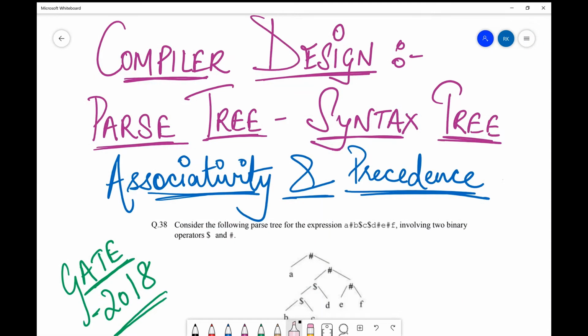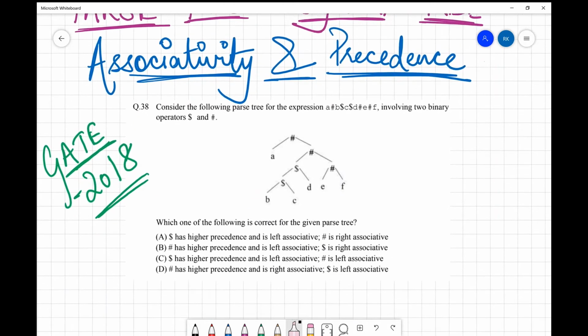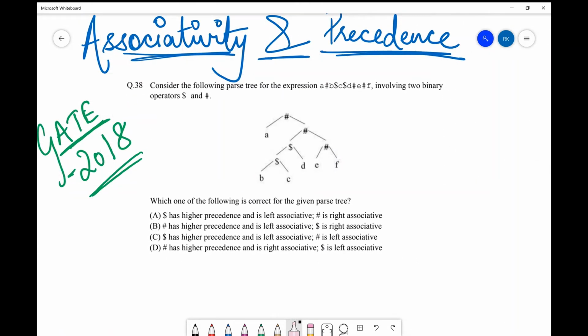So let's see what is in the question, what do they tell us, and what do they ask. Here we have the question: consider the following parse tree for an expression involving two binary operators, dollar sign and hash sign. So this is the parse tree which they have given to us. The important thing over here is that we need to observe the different arrangements of the various alphabets A, B, C, which you can call operands, and the different operators, which are hash and dollar sign.